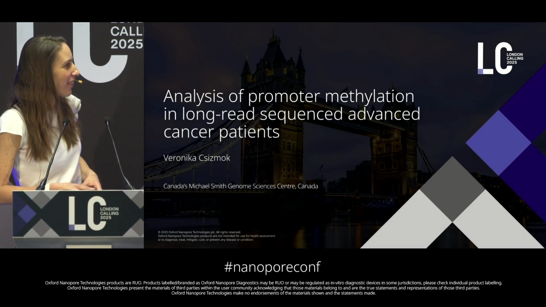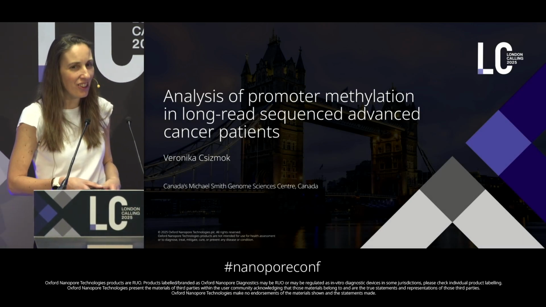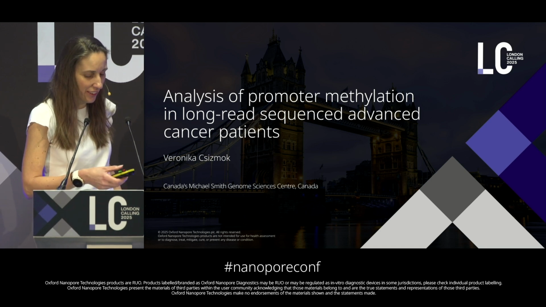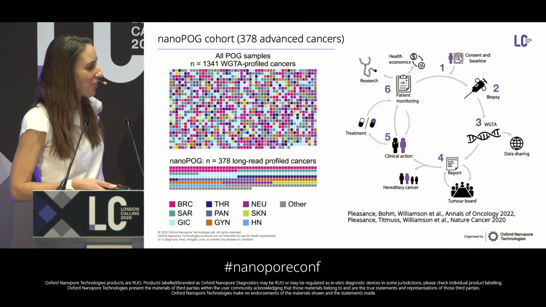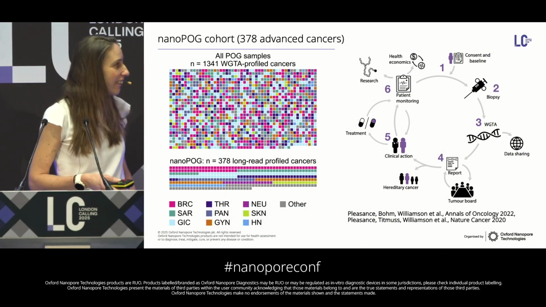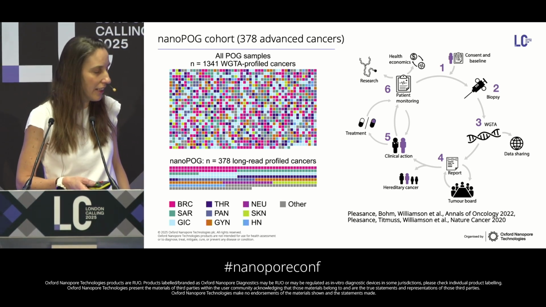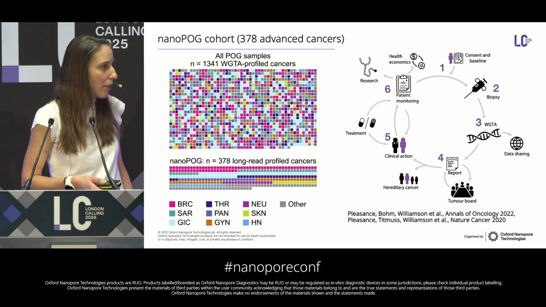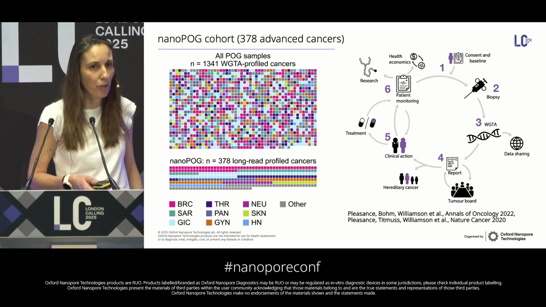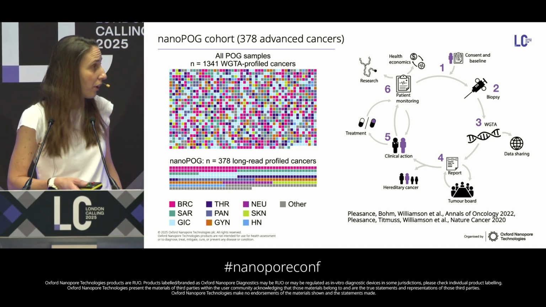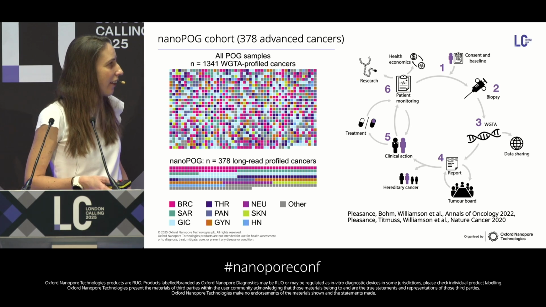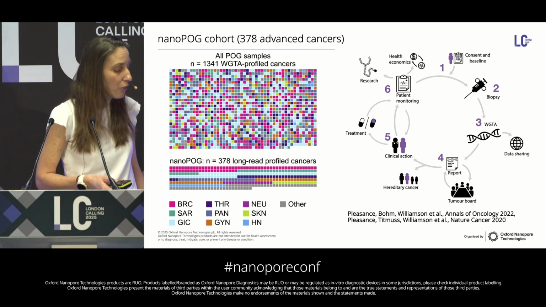Today I will be talking about gene promoter methylation in advanced tumors. The cohort I'm looking at right now consists of 378 advanced or metastatic cancers. These cancer samples are part of a research program called the Personalized OncoGenomics program, at the BC Cancer in Vancouver.